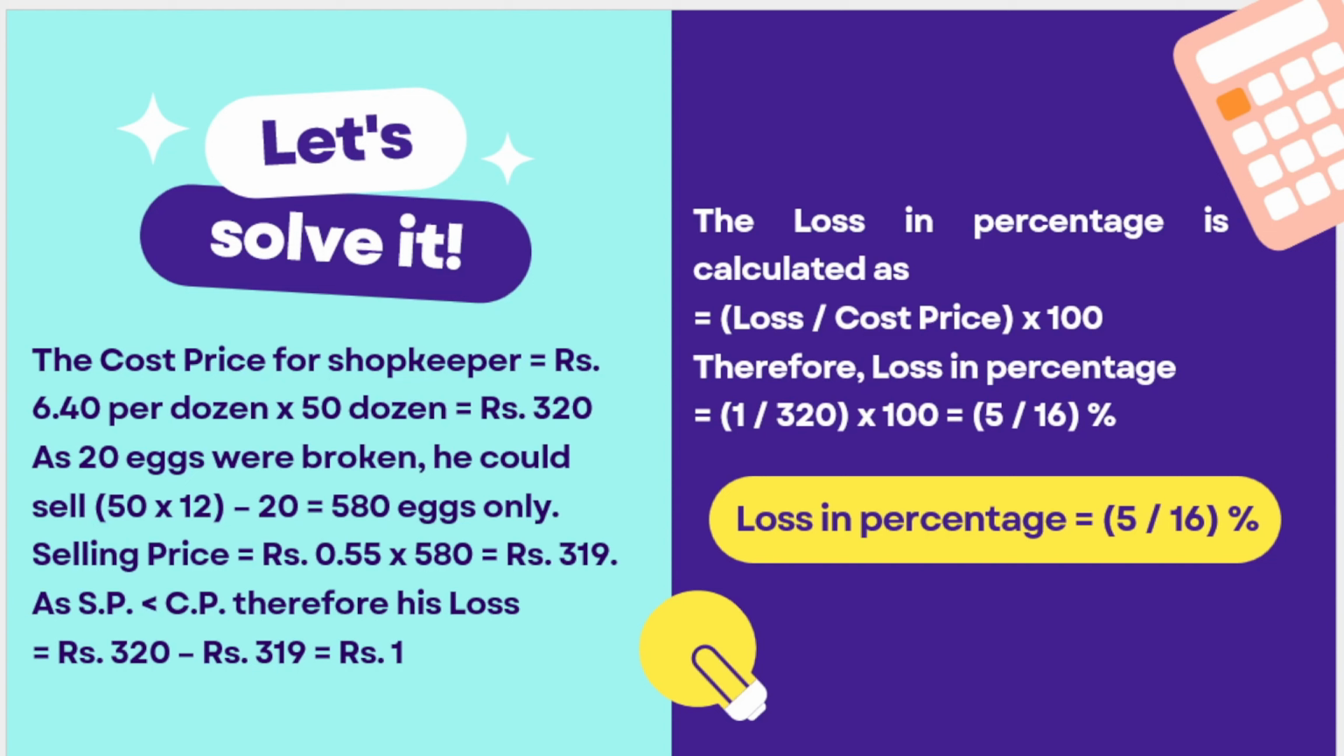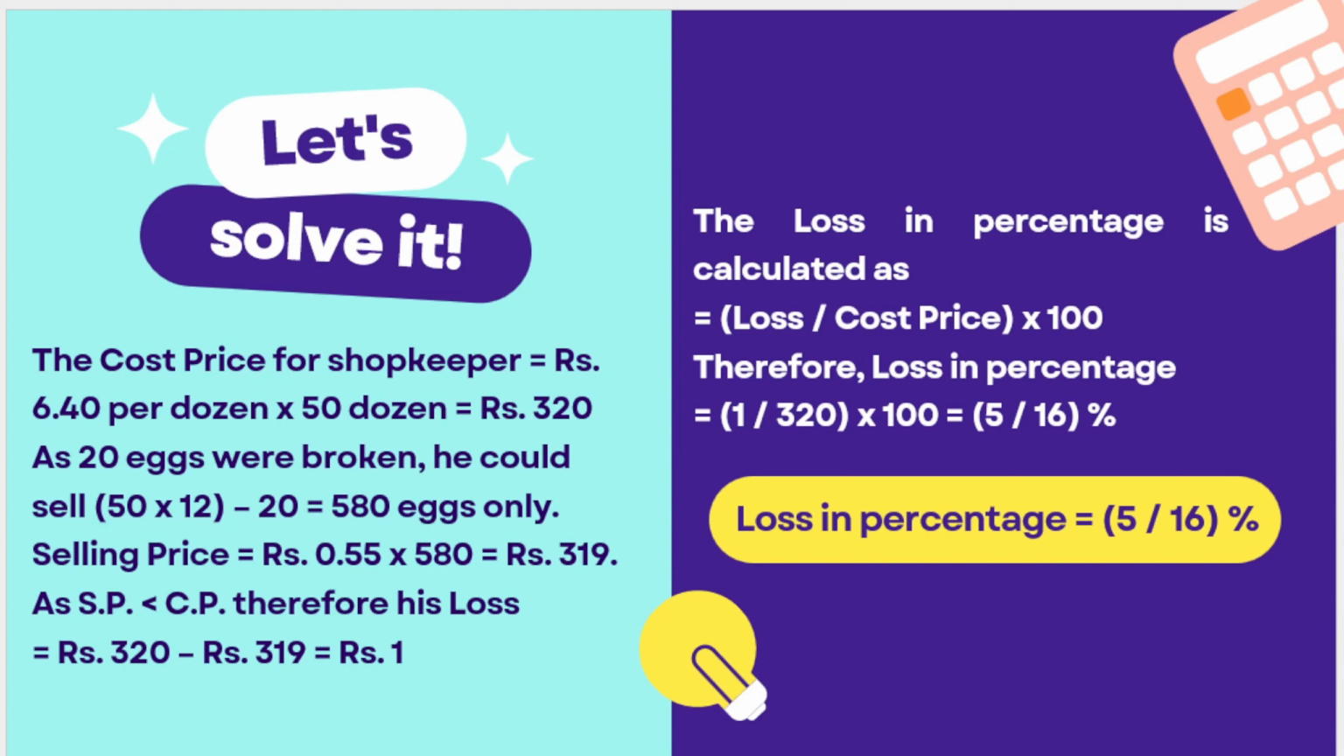Therefore, selling price for 580 eggs will be 580 eggs multiplied by 55 paisa, which is equal to rupees 319. As selling price is less than the cost price, therefore his loss is equal to rupees 320 minus rupees 319, which is equal to 1 rupee. As the loss in percentage is equal to actual loss divided by cost price multiplied by 100, substituting the values of actual loss and the cost price, we get loss in percentage equal to 1 divided by 320, multiplied by 100, which comes to 5 upon 16%.